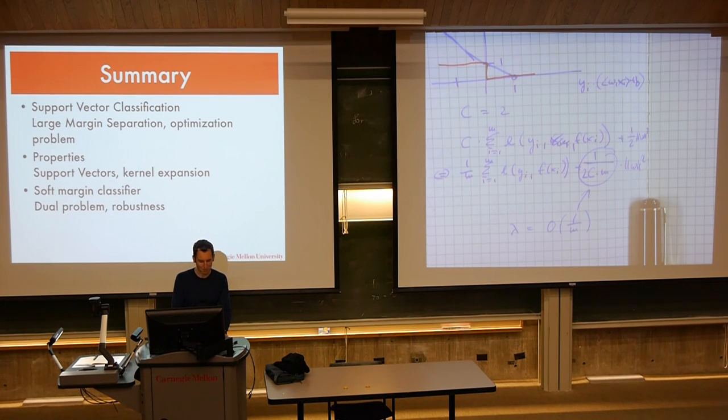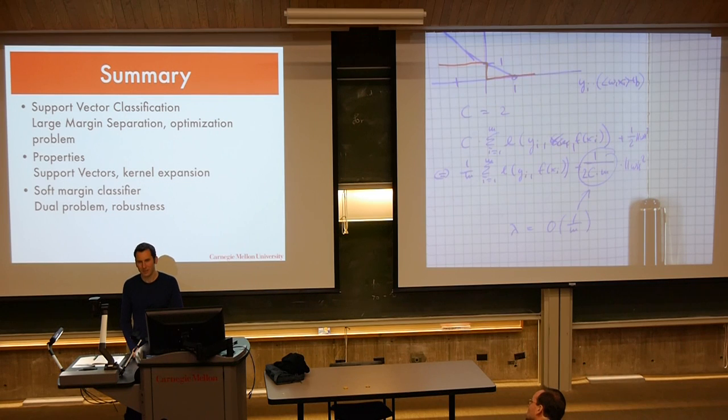Okay, so this sums it up for today. We looked at SVM classification and how it is optimized. We looked at nonlinear kernels and nonlinear SVMs, soft margin, and robustness. So I think we covered a lot of ground today. It may not seem that much, but there's actually a lot of ideas in there. And I'll see you next week.